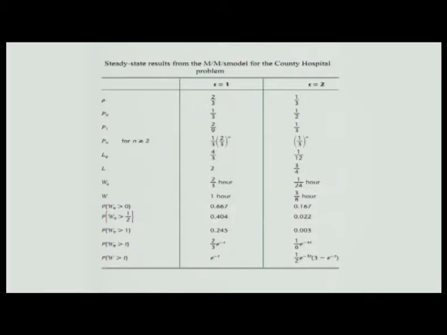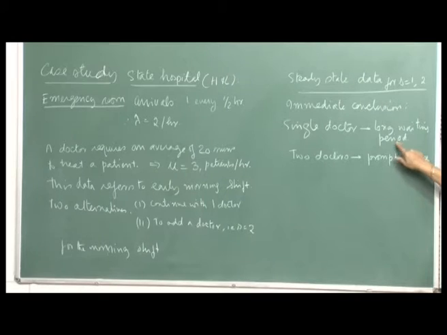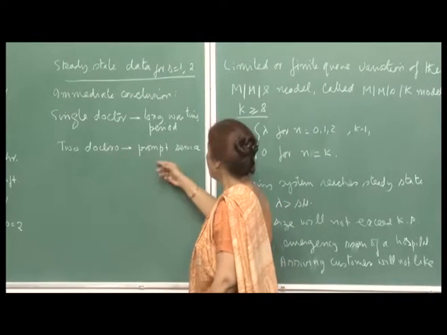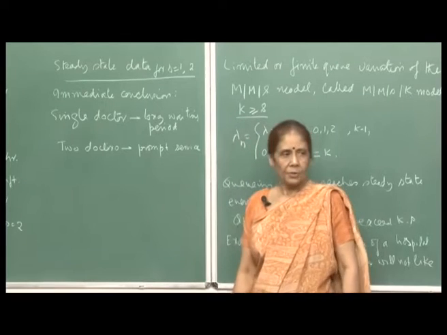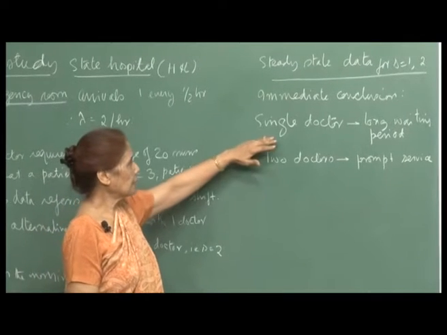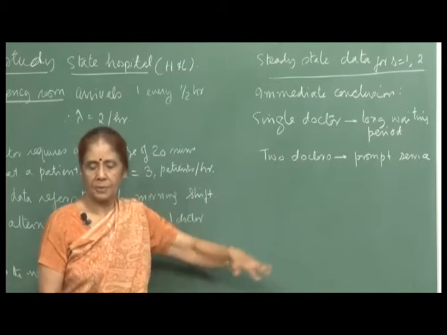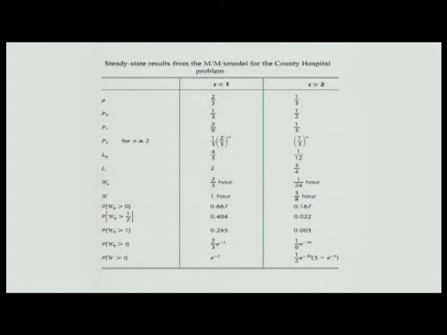So from this data we are able to conclude that the single doctor will give you a long waiting period, which is not desirable for a hospital emergency room, but with 2 doctors you expect prompt service. This model has helped us generate that data, so you can compare the performance of the emergency room when there is 1 doctor and when there are 2 doctors. If finances are not a consideration, it would be very helpful to have 2 doctors.